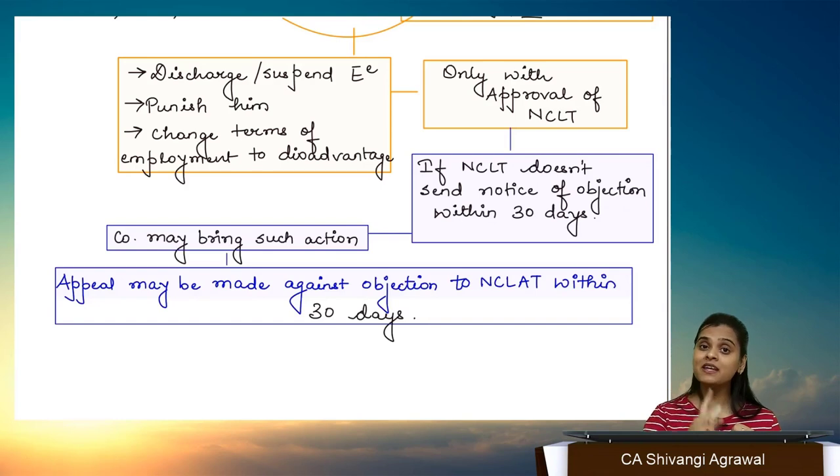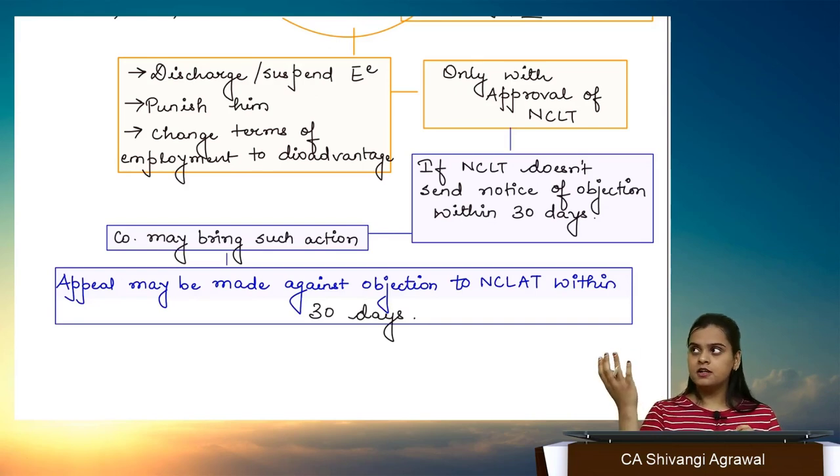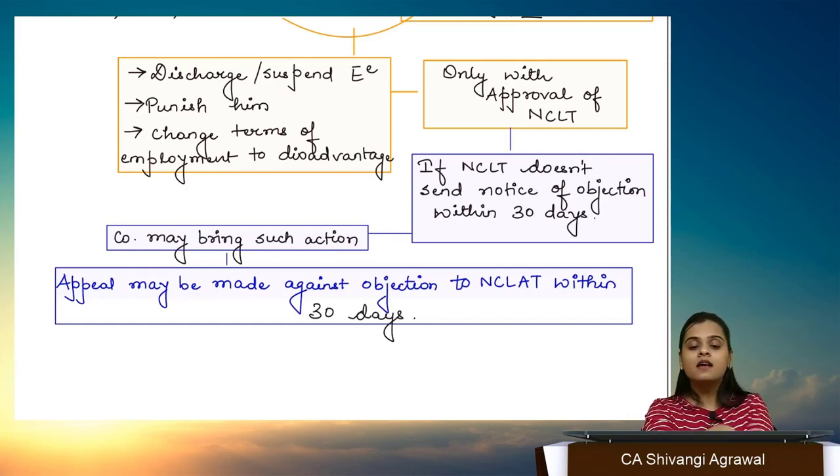So the company has to file an application to tribunal that I'm proposing to dismiss this particular employee when the investigation is going on. The tribunal will not give you a reply like, okay, fine, you dismiss him or don't dismiss him. No, you have to wait for 30 days. Within 30 days, either tribunal will send a notice of objection or tribunal will stay silent. If you don't receive any objection notice from tribunal within 30 days, then company can proceed and take action against that employee. Okay. Now, if tribunal objects and the company is not satisfied with it, company can file an appeal to NCLAT within 30 days.